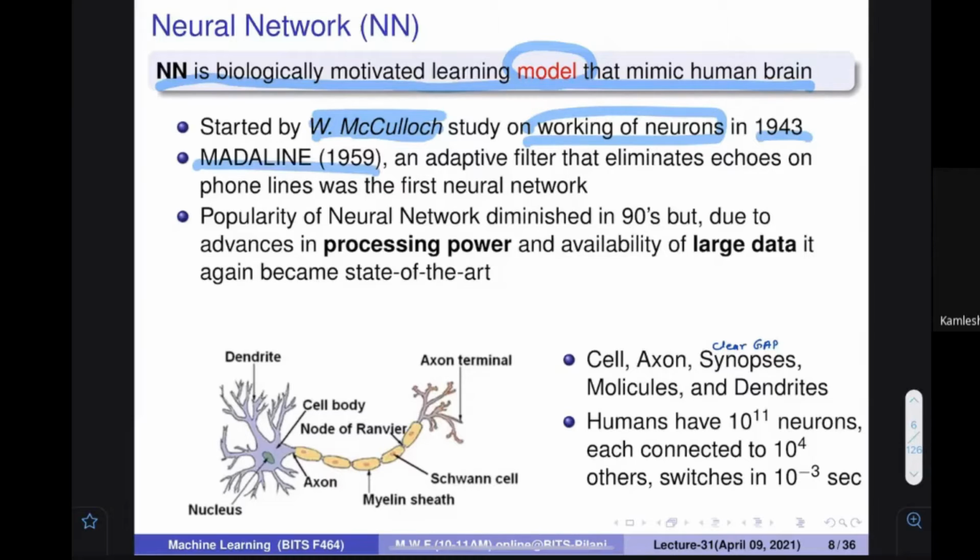And in the history, we know that Madeline was the first system introduced that could eliminate the echoes from the phone lines. This was the first neural network based system that was used. And we will see the history very soon.